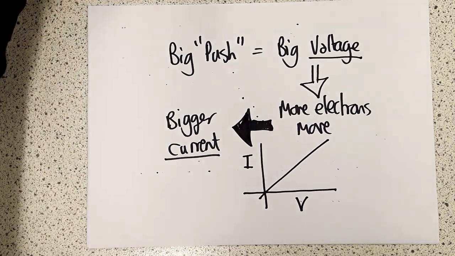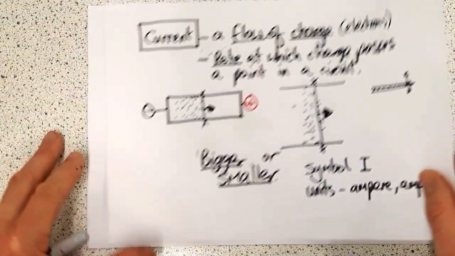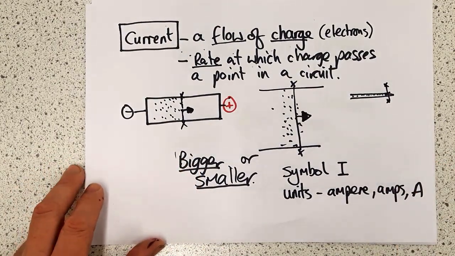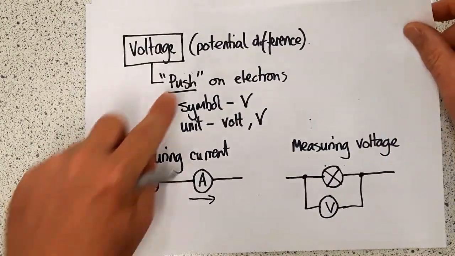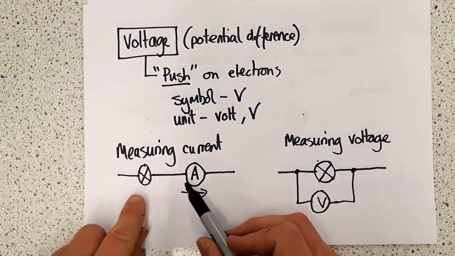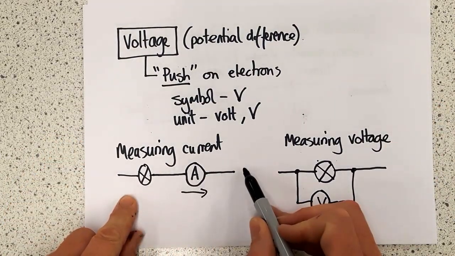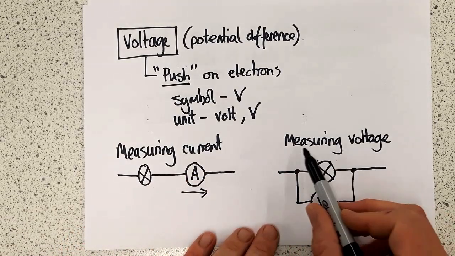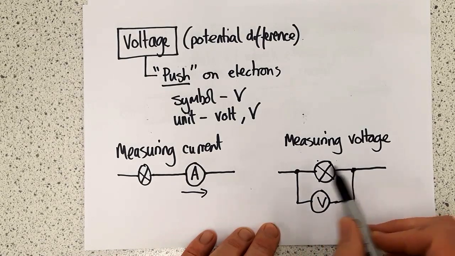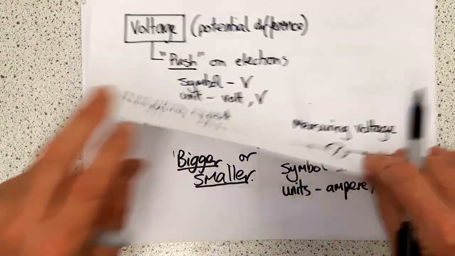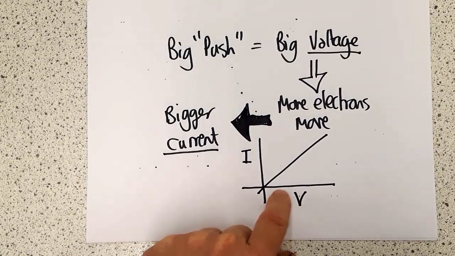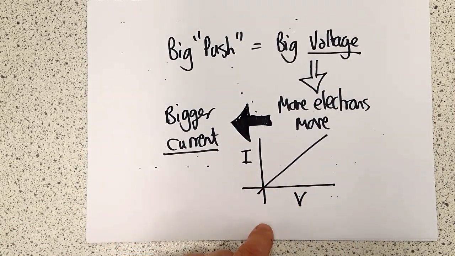a current is a flow of charge. The more charge that flows, the bigger the current. Voltage is the push which causes the current to flow. We measure current by measuring the flow through it with an ammeter. We measure voltage by connecting at 2 points in a circuit to measure the difference. And the relationship between the two is that as you increase the voltage, you get a bigger current.